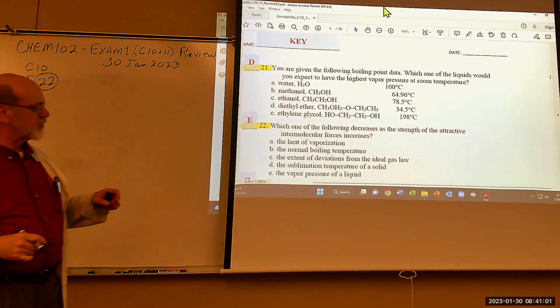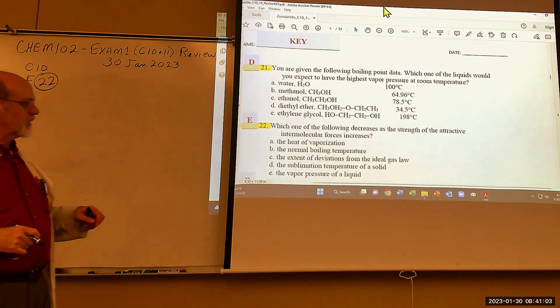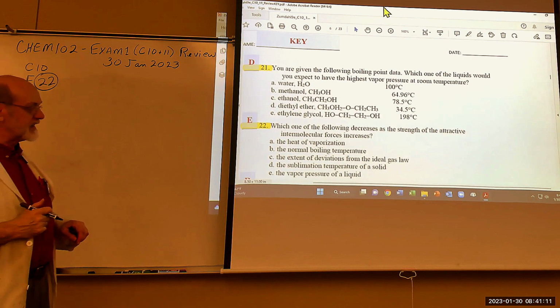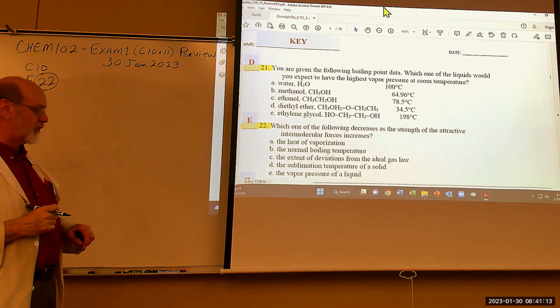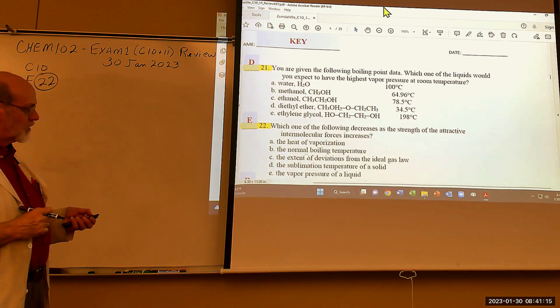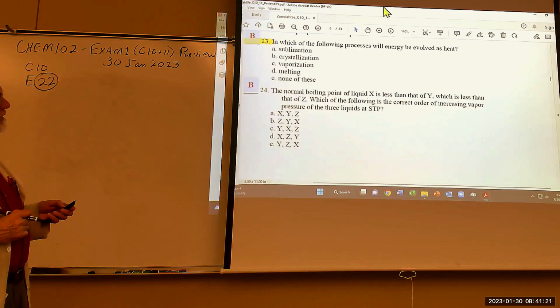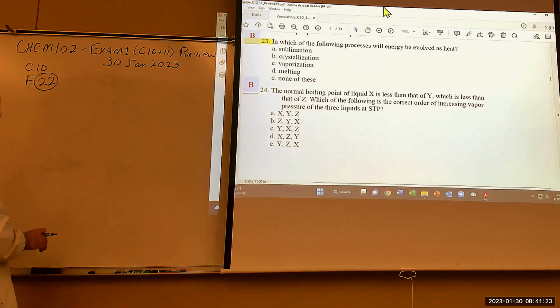Which of the following decreases as the strength of the attractive intermolecular forces increases? Well, that's 21 saying it the same way. The only one that decreases is vapor pressure. So here it is right there. 23.